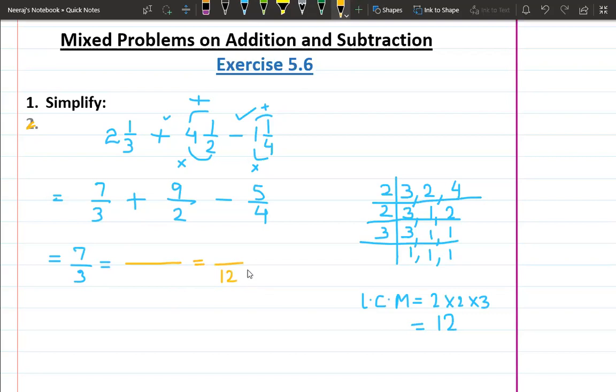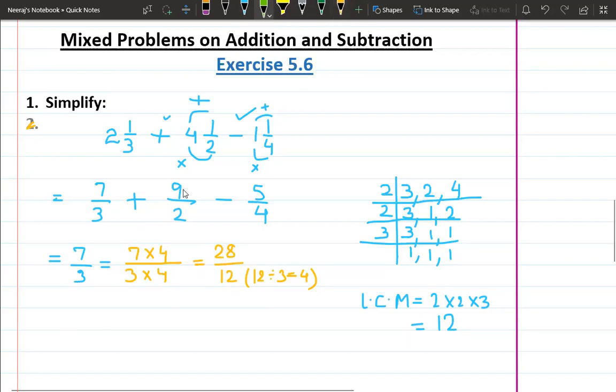Now I have to make the denominator 12. So I have to divide 12 by 3. What did I get? I'm getting 4. 12 divided by 3 is equal to 4. It means that you have to multiply the top number, that is 7, and the denominator, you have to multiply with the same number, that is 4. Okay, so 7 fours are 28.